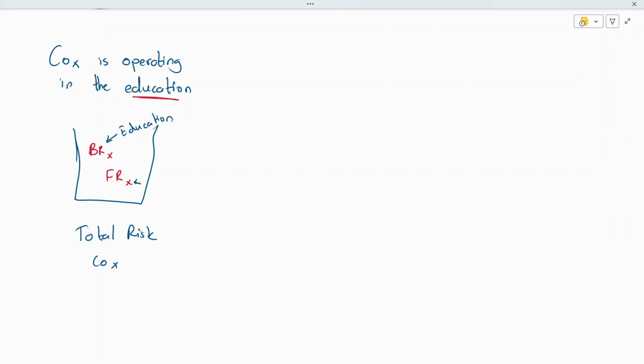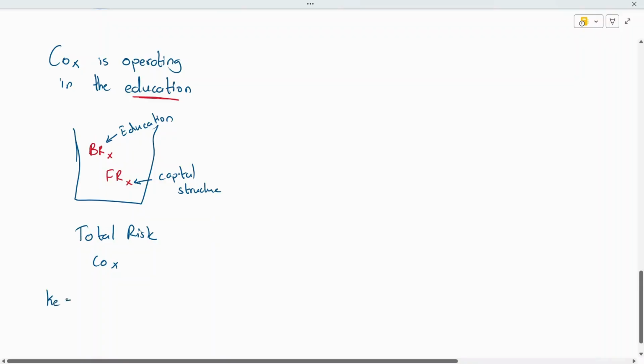And the financial risk will be the risk which is due to our capital structure. According to this level of risk, let's assume our cost of capital is calculated as 12%. Okay, fine. This is the existing scenario of the organization.